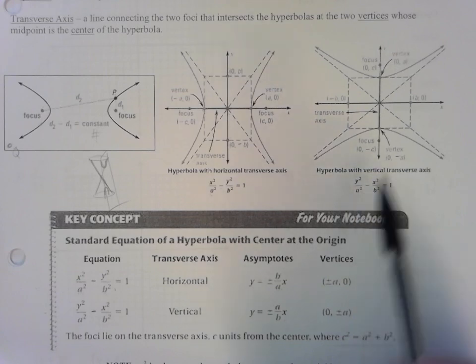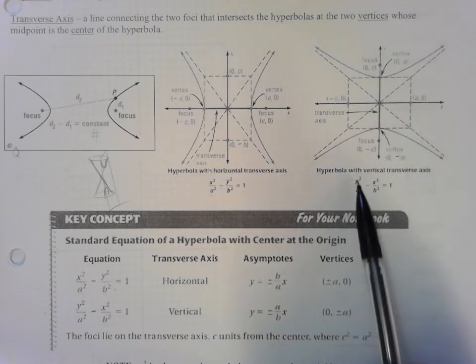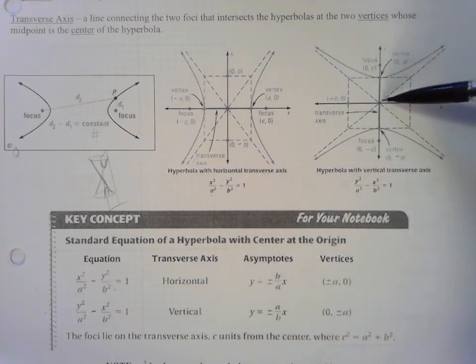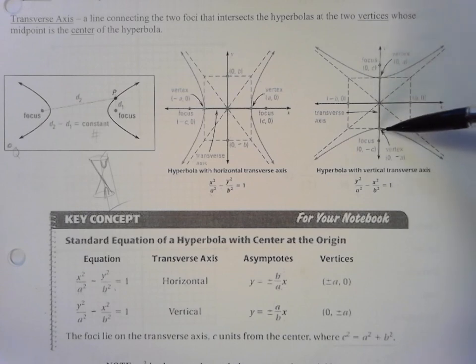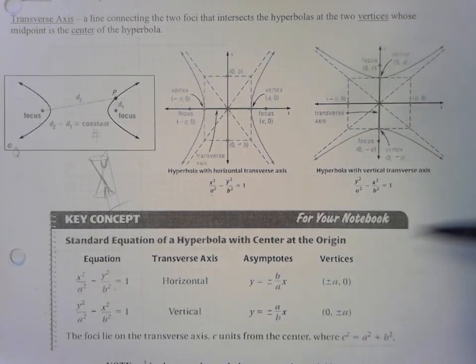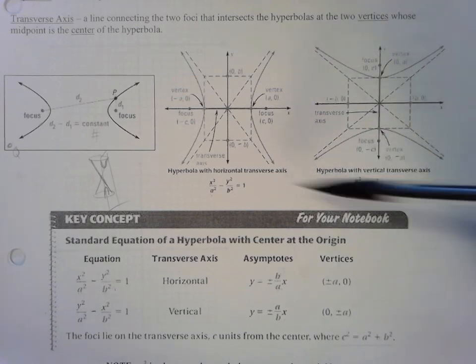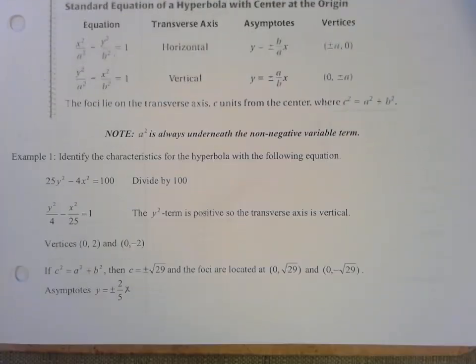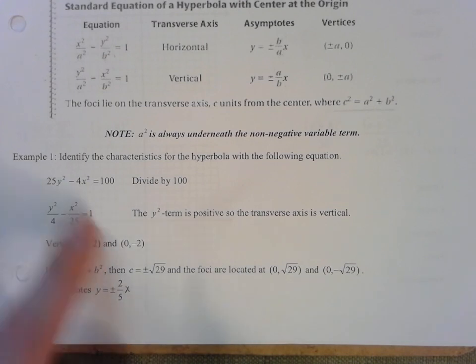In this case, we're not going to go a right and a left because the a is underneath the y. We're going to go a units up and a units down. A units up is one vertex and a units down is the other. So what I didn't mention about vertices, I now mentioned. Also, you'll notice there's no such thing as a covertex or covertices for hyperbolas. So let's get back to this one.